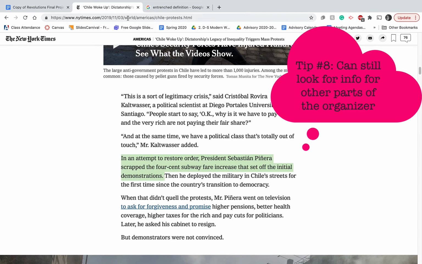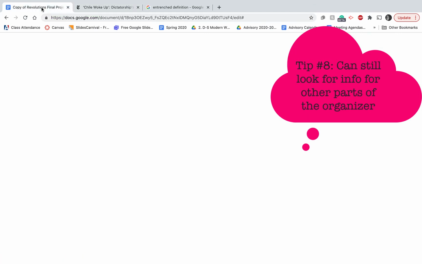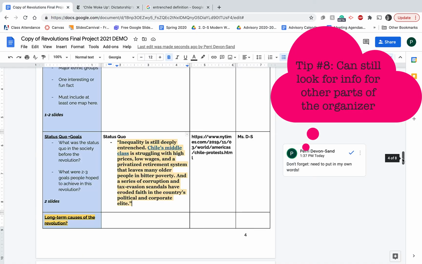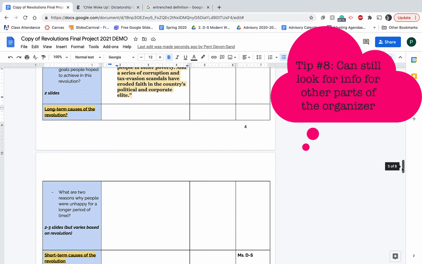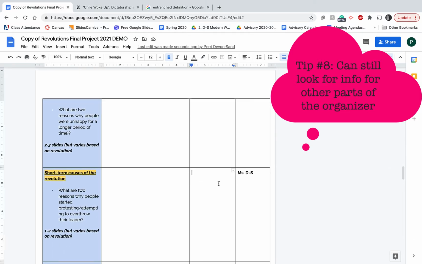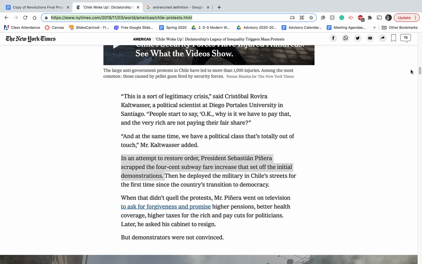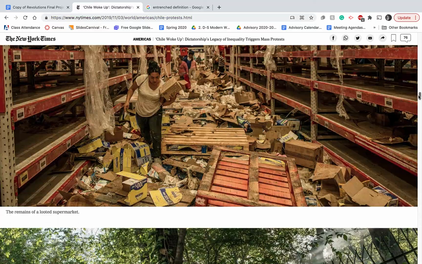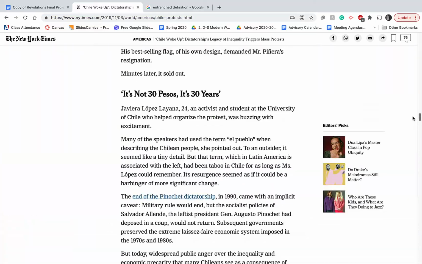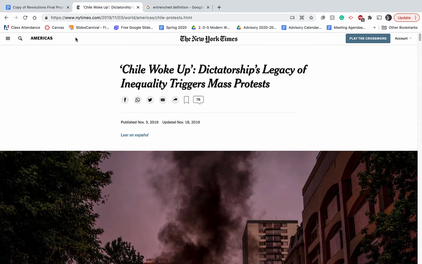And I'm going to use my schema. And remember when I lived in Mexico and the government raised the subway fares and there were protests as well. So I'm going to copy and paste it here. And I'm just going to write increased subway fares. I don't need to quote it because I understood it. I know that that's potentially one of the issues, but I'm going to have to come back to it. So I'm going to continue scrolling through this. I may look at the pictures. I may get some more information here. Let's take a look at another source. I'm going to go back.